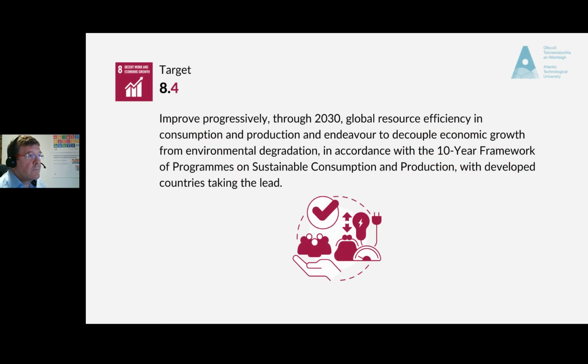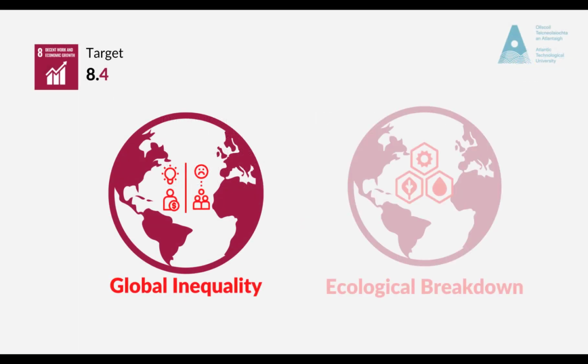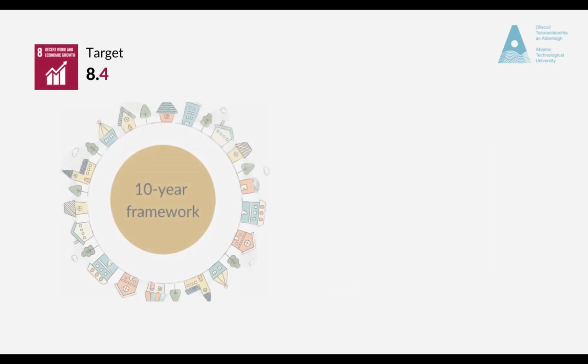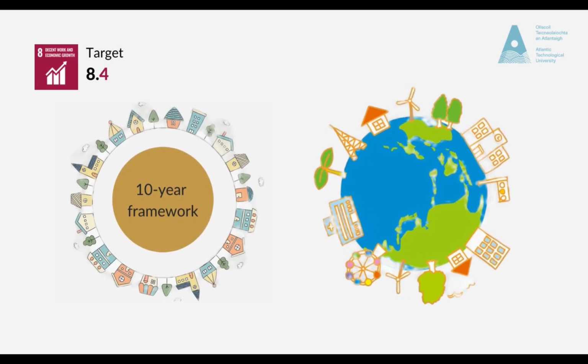Target 8.4. Improve progressively through 2030 global resource efficiency in consumption and production and endeavour to decouple economic growth from environmental degradation, as we spoke about before, in accordance with the 10-year framework of programs on sustainable consumption and production, with developed countries taking the lead.